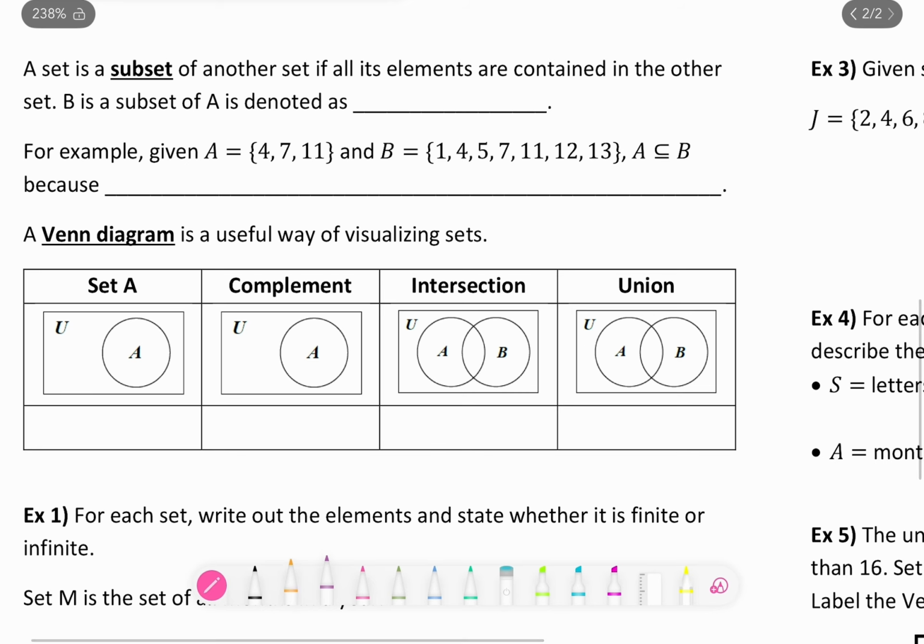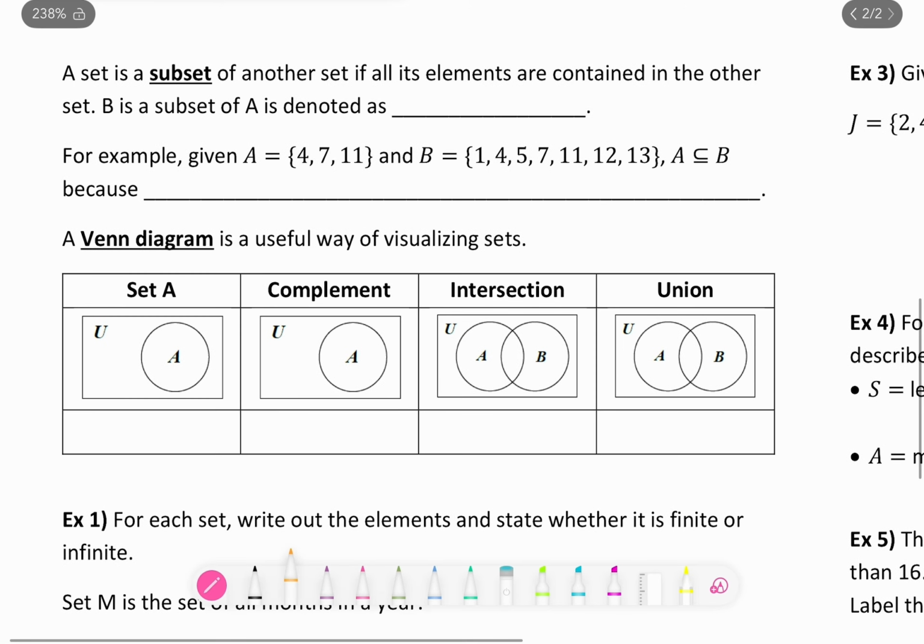Let's talk about what a subset is. A set is a subset of another set if all its elements are contained in the other set. So a subset is saying, okay, this smaller set has to be smaller. Everything in my smaller set is also in my larger set.